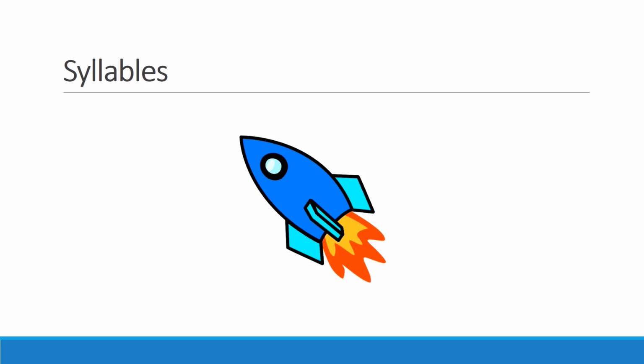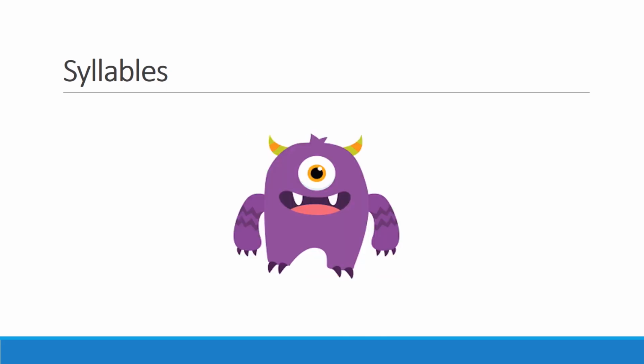Students can also delete a syllable. Say the word rocket without rock. Students should say et. Say the word monster without mon. Students should say stir.